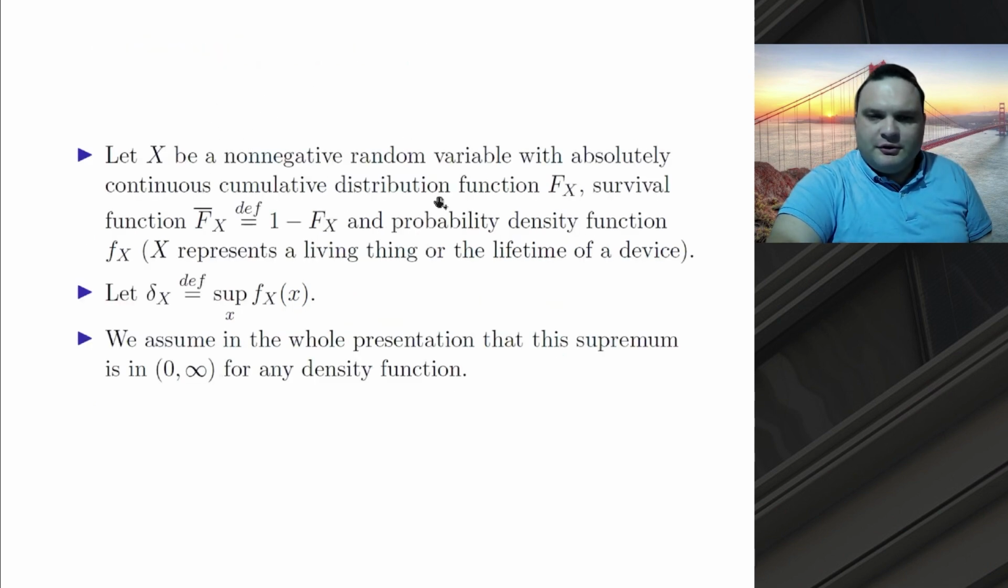For any absolutely continuous and non-negative random variable X, we use classical notations, namely the distribution function is denoted by capital F_X, the survival function by bar F_X, and the probability density function by small f_X. We consider this supremum, which appears in the definition of Awad-Shannon entropy, and assume that it is positive, not zero, and is finite for any density function which appears here.